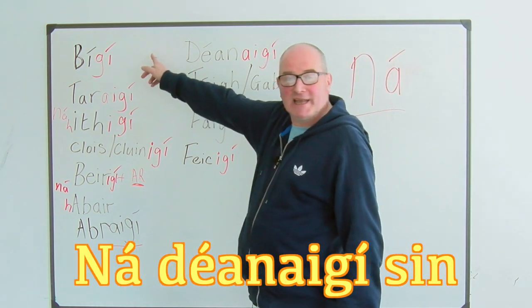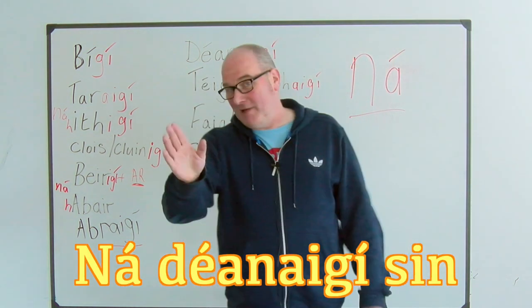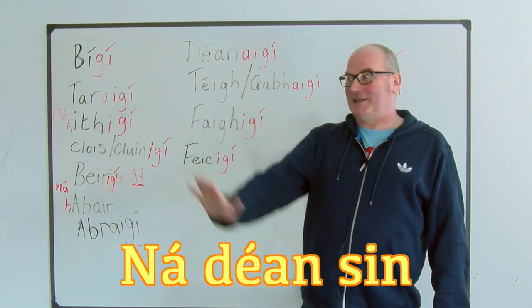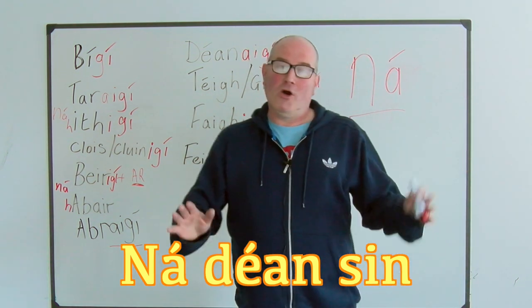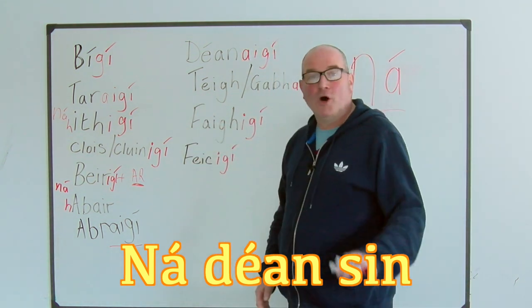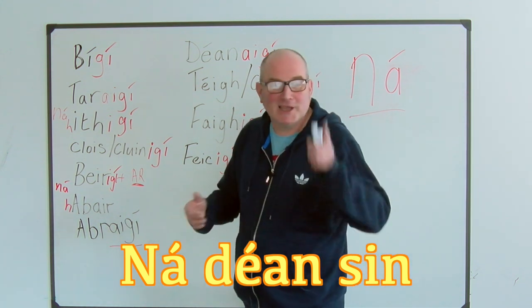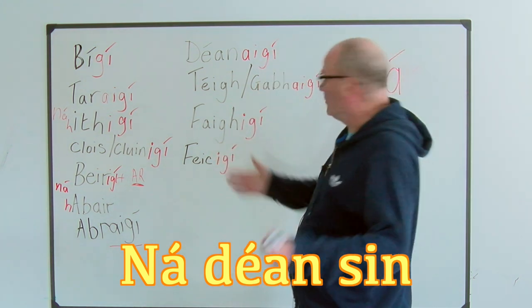Na janigi shin. Or na jan shin. Handy one for kids. Na jan shin. Don't do that. Or, I don't know, unruly husbands, maybe. You might need to say na jan shin. Or unruly wives, you never know.